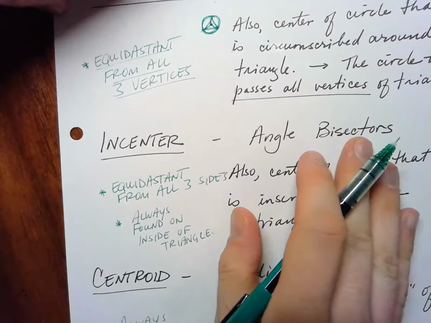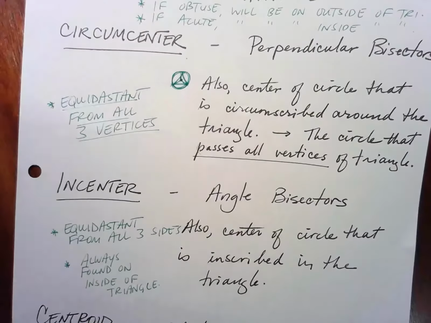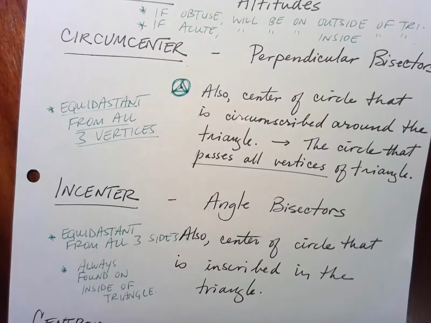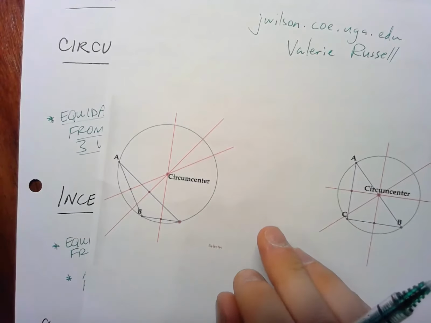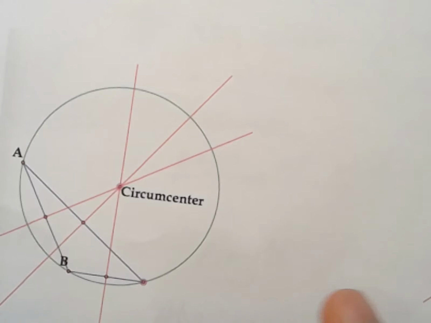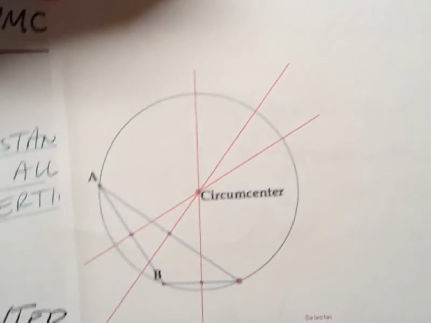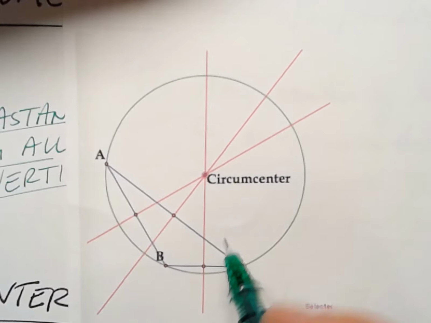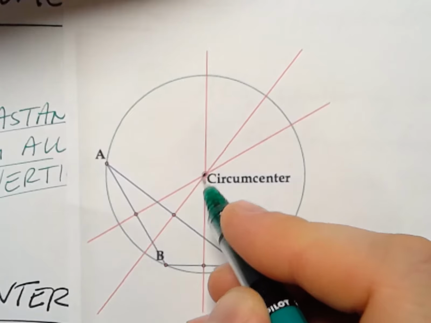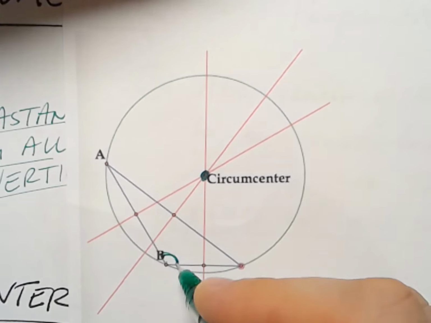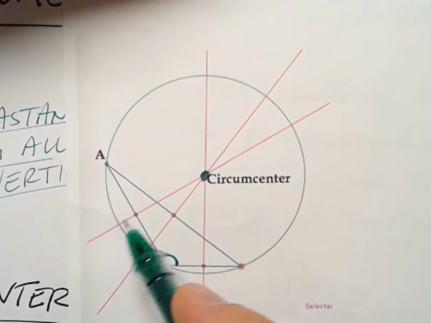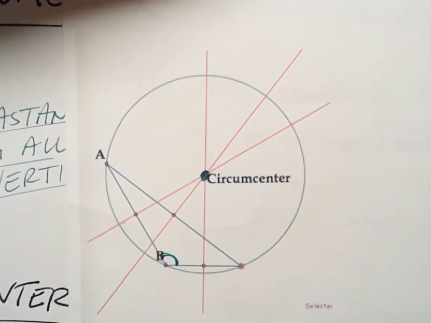Now the incenter, or excuse me, wait a minute. I have a picture for the circumcenter. The circumcenter looks like this. So again, this comes from Valerie Russell at UGA. And the circumcenter here, perpendicular bisectors, can be out because there's an obtuse angle right there, right? There's an obtuse angle. It's throwing everything off. The perpendicular bisectors are shooting way up here, but that's the circumcenter.